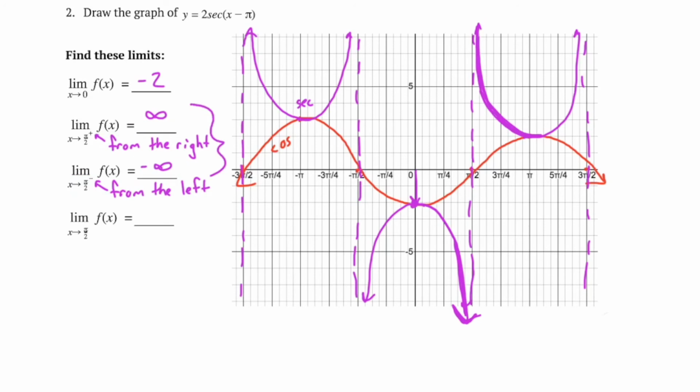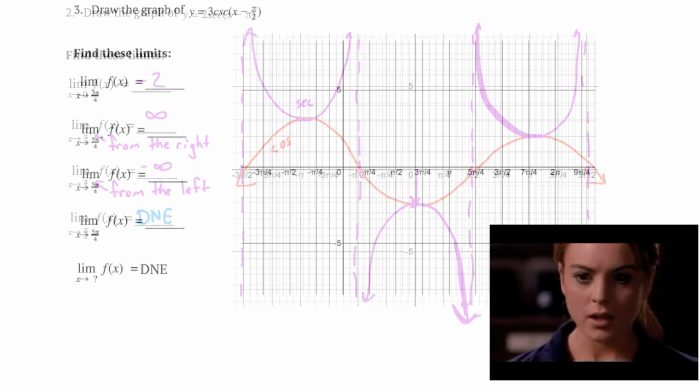Again, these are completely opposite values, so we can't say what the limit actually is if we don't specify what side we're coming from. So when it just says x is approaching pi over 2, we would have to say that the limit does not exist. So just one more example.